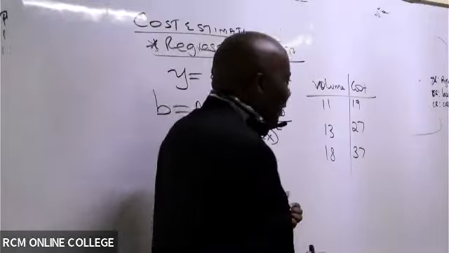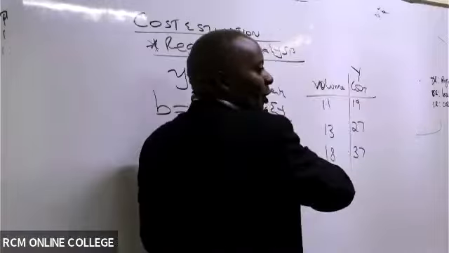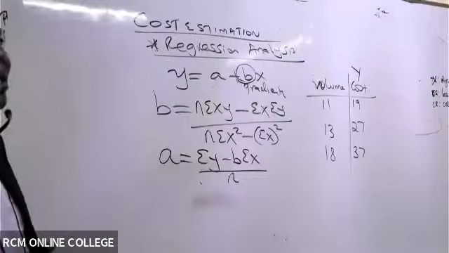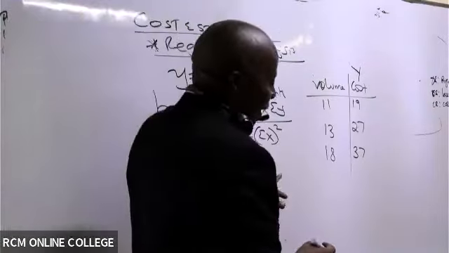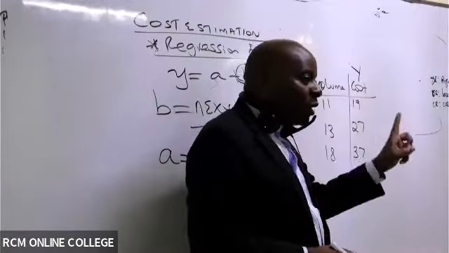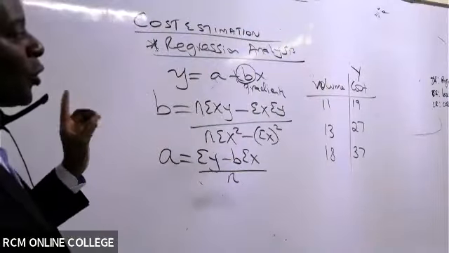So which one? Yes. Y will be the cost, because we are doing cost estimation. The one to be estimated normally goes to the y. How do I know between the two which one is the y? The one to be estimated will go to the y. The response variable, the one that responds to the other, will always go to the y.